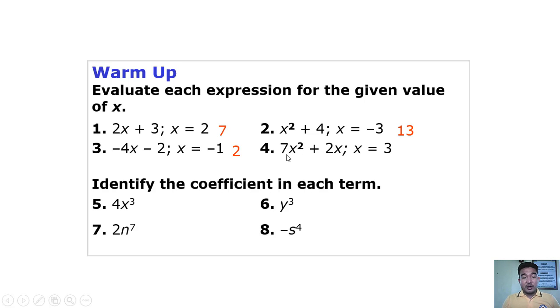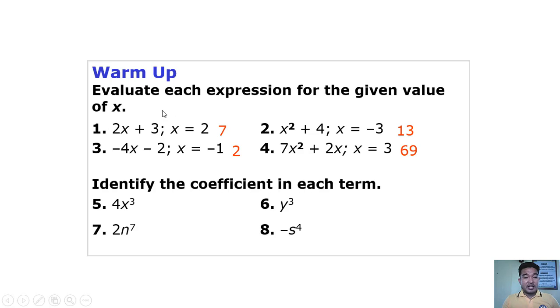Then for number 4, we have 7x squared plus 2x, where x equals 3. So by substitution, you will have 7 times 3 squared plus 2 times 3. Then 3 squared is equal to 9 times 7 is 63. 63 here plus 2 times 3 is 6. 63 plus 6 is equal to 69.